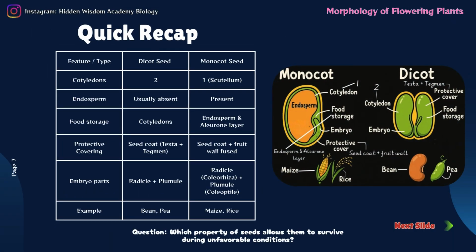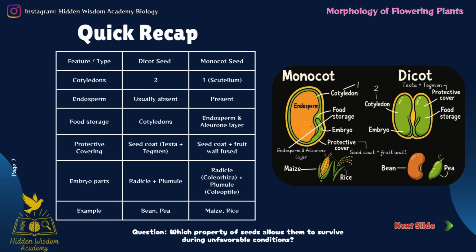Let's quickly recap what we learned. Dicot seeds, like beans and peas, have two cotyledons that store food, usually no endosperm. Monocot seeds, like maize and rice, have one cotyledon called the scutellum and store food in the endosperm. The dicot embryo has a radicle, root, and plumule, shoot, while in monocots, the radicle is covered by coleorhiza and the plumule by coleoptile. Seed coats also differ. In monocots, it's fused with the fruit wall.